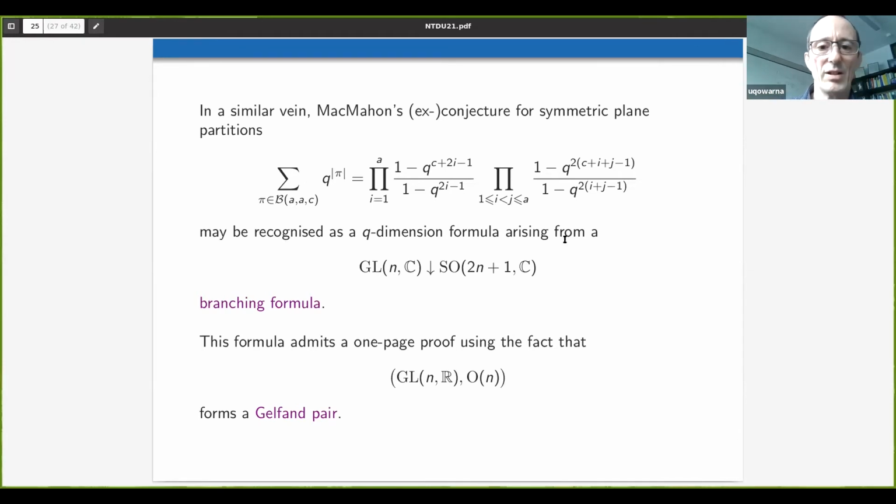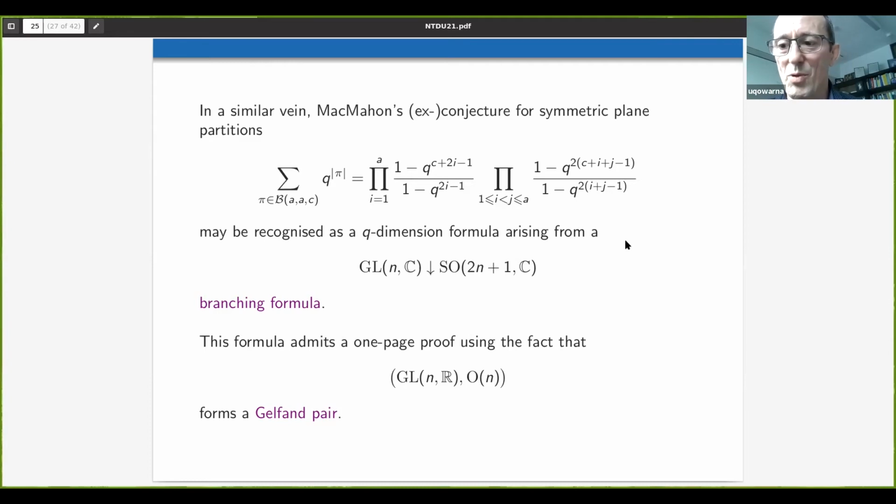So in particular, this now corresponds to a Q dimension formula that arises in the branching problem for classical groups. Again, if you know what that is, it's great. If you don't know what it is, the message is that these plane partitions are connected to representation theory, but unfortunately, we need to go to the infinite dimensional world. And at the moment, we live in the finite dimensional world.